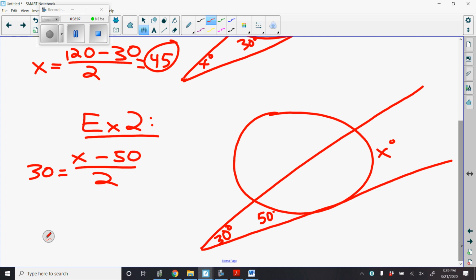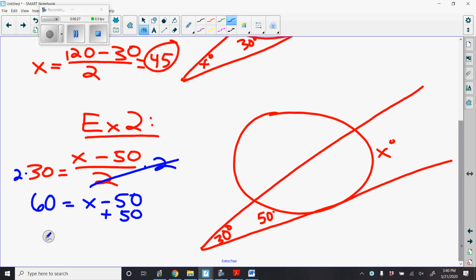Now, how would I solve that? Well, you should be used to it by now. I'm going to multiply both sides by 2. I'm going to get 60 equals X minus 50. And I'm going to add 50 to both sides to get X by itself. And I get 110 equals X. Because 110 minus 50 is 60. 60 divided by 2 is 30.